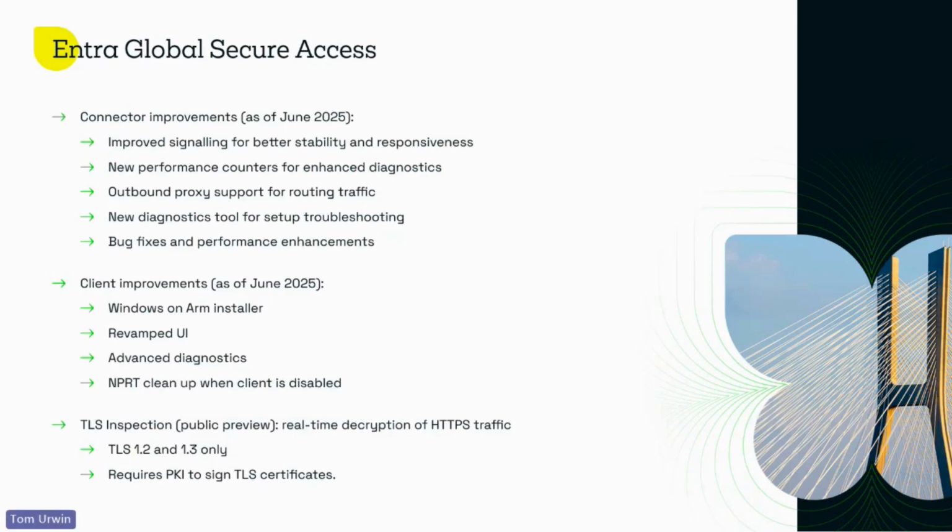So with Global Secure Access, none of these are massive improvements, but there's been a lot of enhancements made, mainly bug fixes, performance type things, things around stability and responsiveness, as you can see there. So both the connector and the client have been improved of late. This affects both private access and internet access. Well, sorry, the connector is only for private access, but the client improves both internet access and private access. So some nice things there.